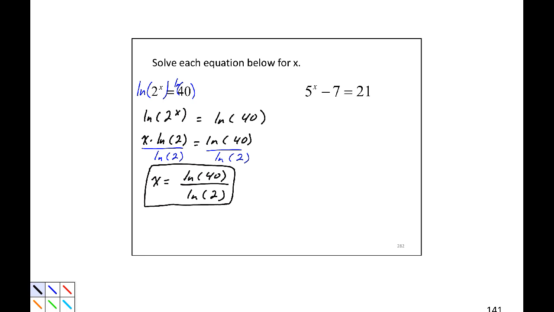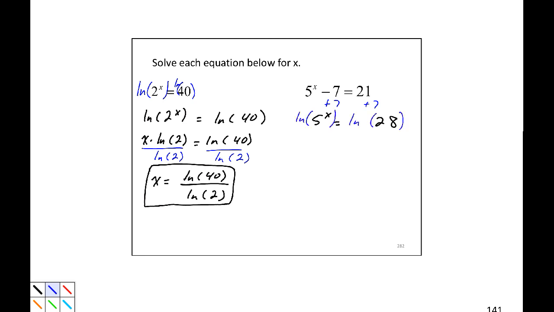Our next equation is 5 to the x minus 7 equals 21. First, we want to isolate our exponential expression, so we'll add 7 to both sides. So we have 5 to the x equals 28. I'm going to space that out a little bit because my next move is going to be to take the natural log of both sides.